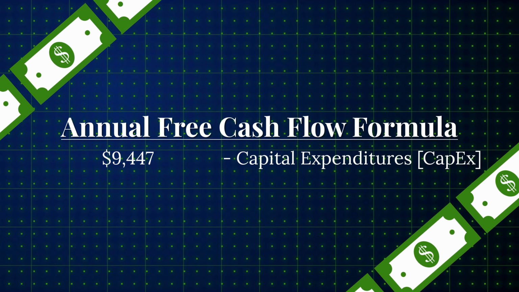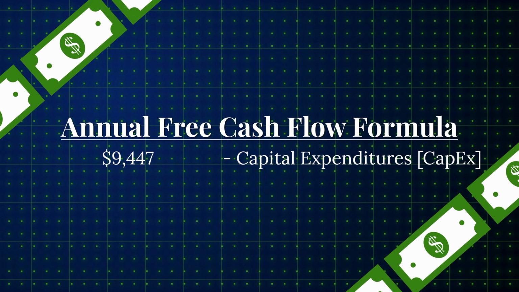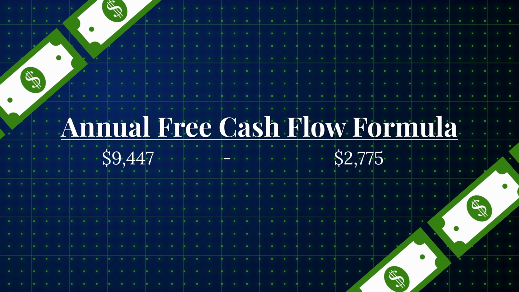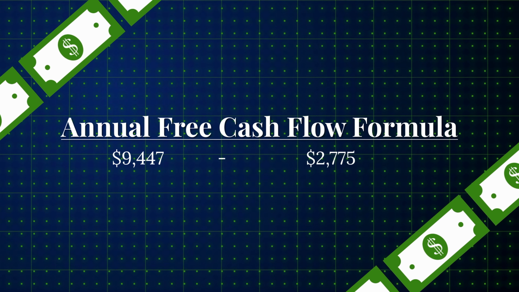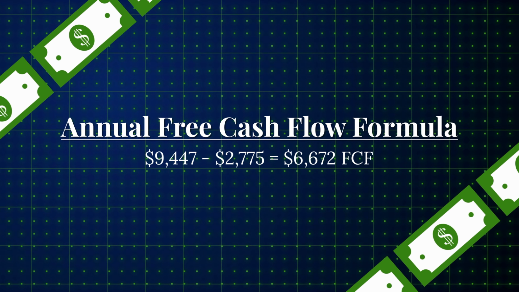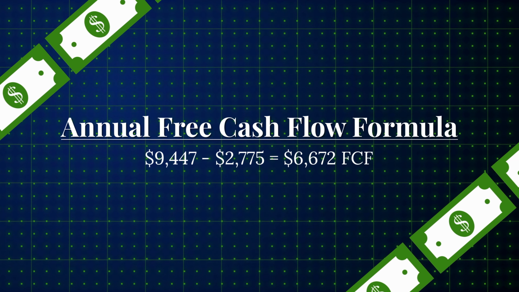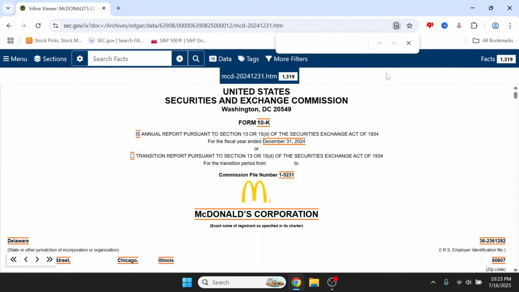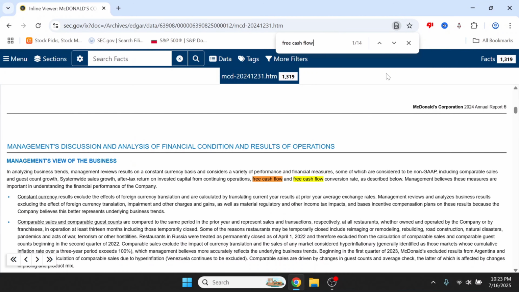Okay, so now that we have the company's cash provided by operations of $9,447,000,000, subtracting that by the company's capital expenditures of $2,775,000,000 yields an annual free cash flow of $6,672,000,000.